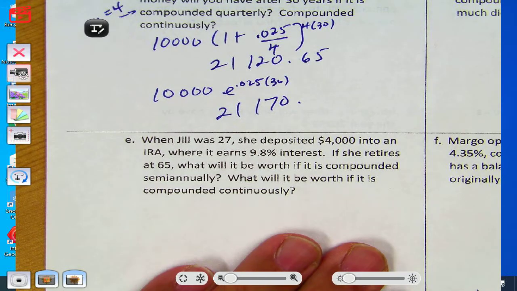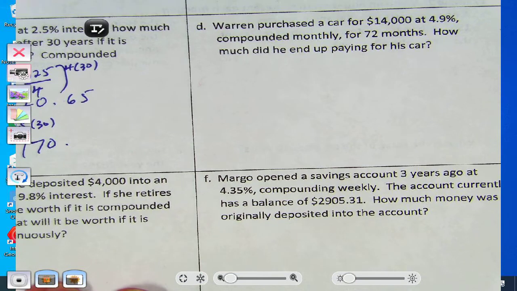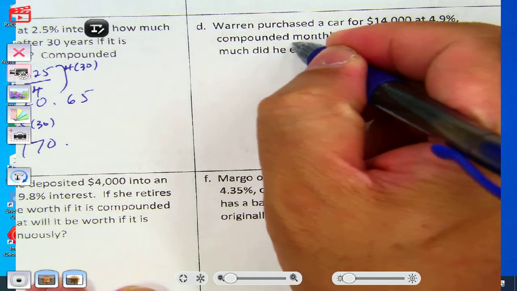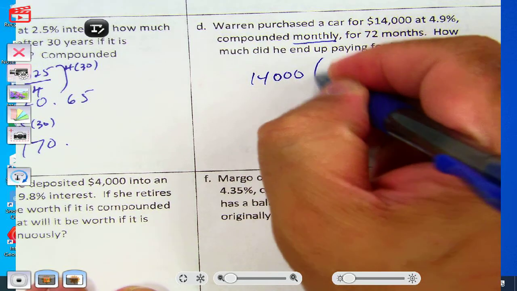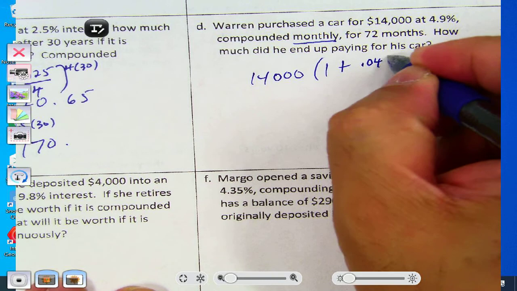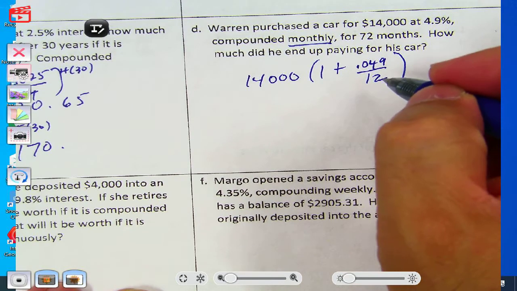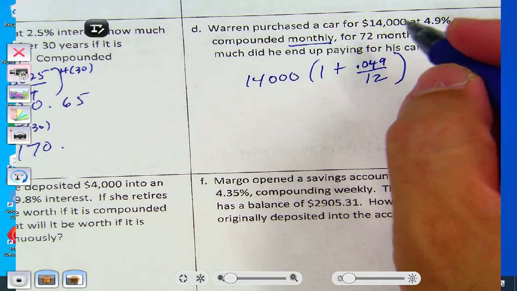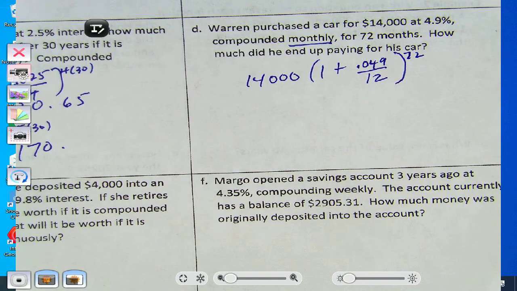Alright, example D. Warren purchased a car for $14,000 at 4.9% compounded monthly. How many months in a year? 12. So it's going to be 14,000 times 1 plus, the rate is 0.049 over 12, because you're compounded 12 times a year for 72 months. That's the exponent. 72 months is the exponent. It's 6 years.